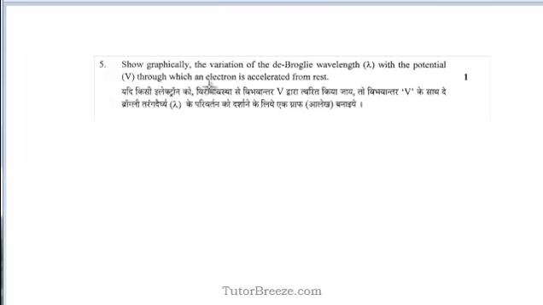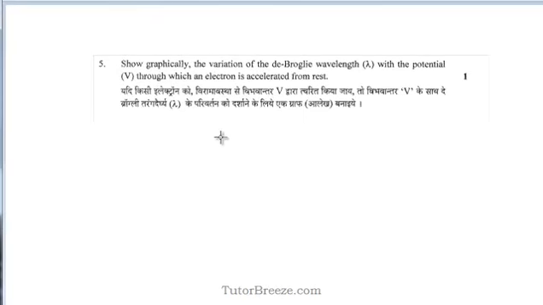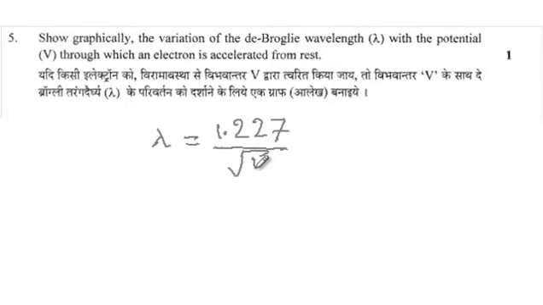See, the de Broglie wavelength is given as lambda is equal to 1.227 over under root V nanometer. Now, we will use this formula to plot the value of the de Broglie wavelength as it varies with the potential difference.